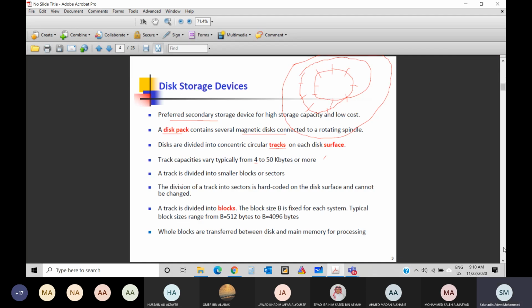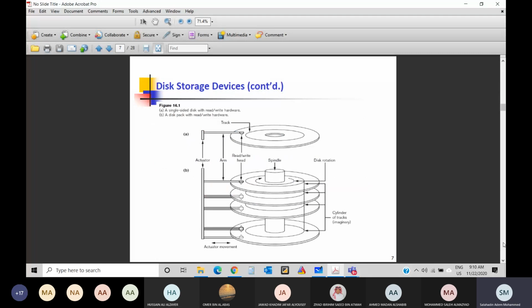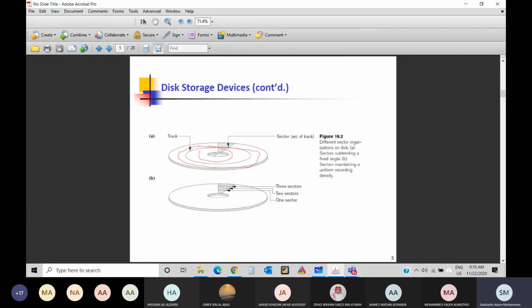So for example, okay, this is a sector. This is one sector. It's not clear, but a sector simply is just one part of a track. So is that clear, what a sector means? What a track means? Is that clear? Yes. Okay, very good.